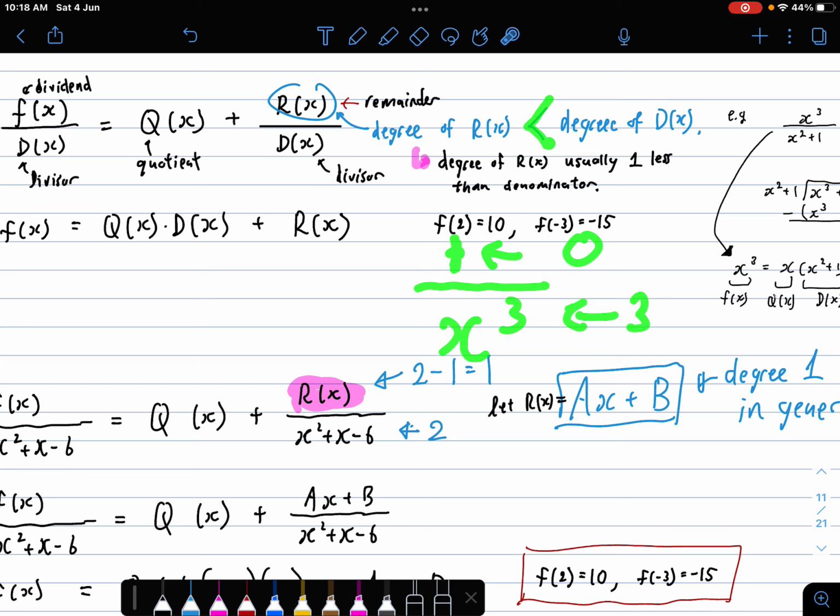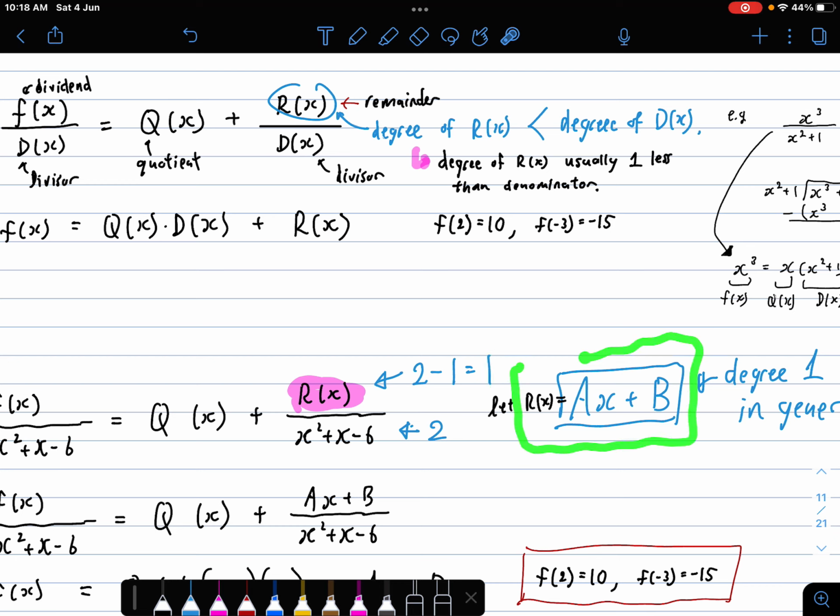So yeah, but you want the most general case, so you just go for 1 degree less. So that will be degree 1. And in general, r of x should be equal to ax plus b. It could be possible that a is equal to 0, b is equal to 0. So you get 0x plus 0. So r of x would be equal to 0.